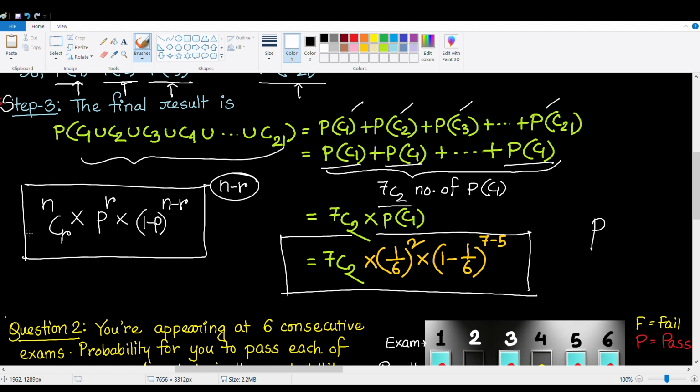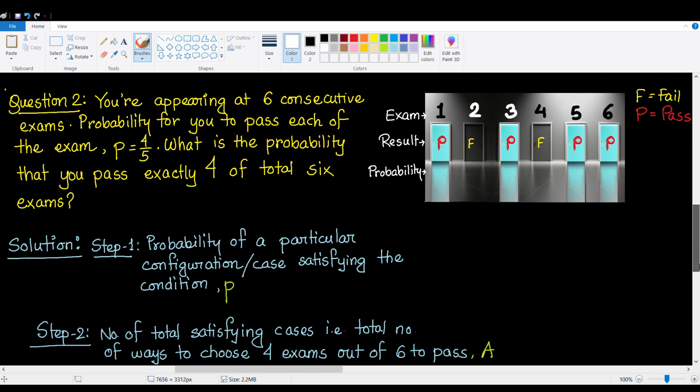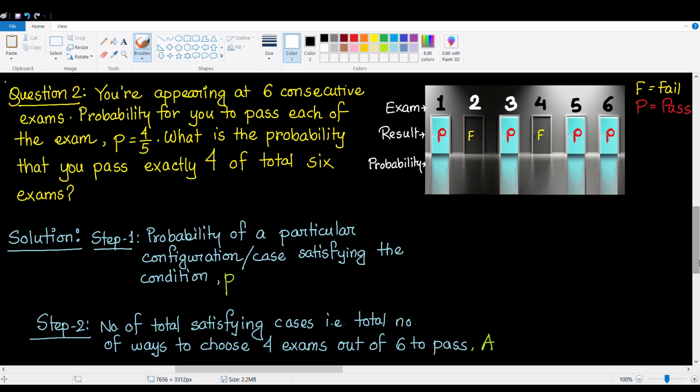We're going to see another example and get a similar result again. So example 2, like our example 2 of geometric distribution: you are appearing at 6 consecutive exams. The probability for you to pass each of the exams is p. What is the probability that you pass exactly 4 of the total 6 exams? Now you have to pass 4 of the 6 total exams.